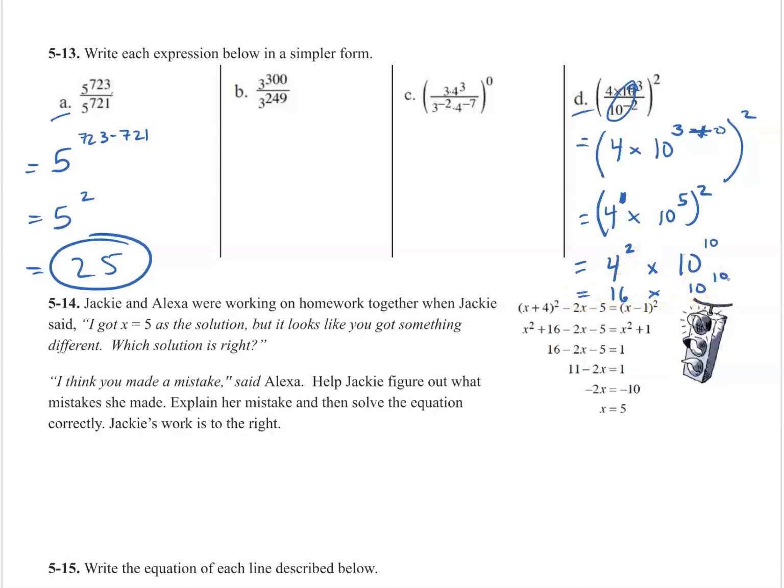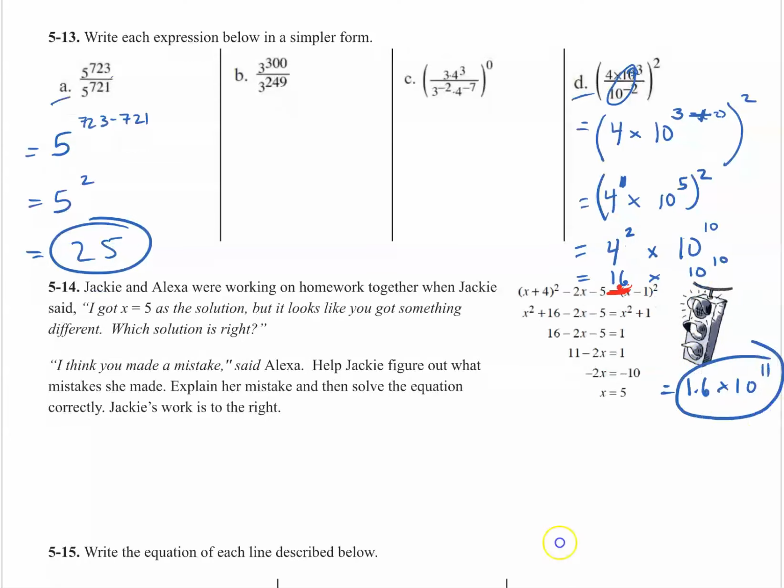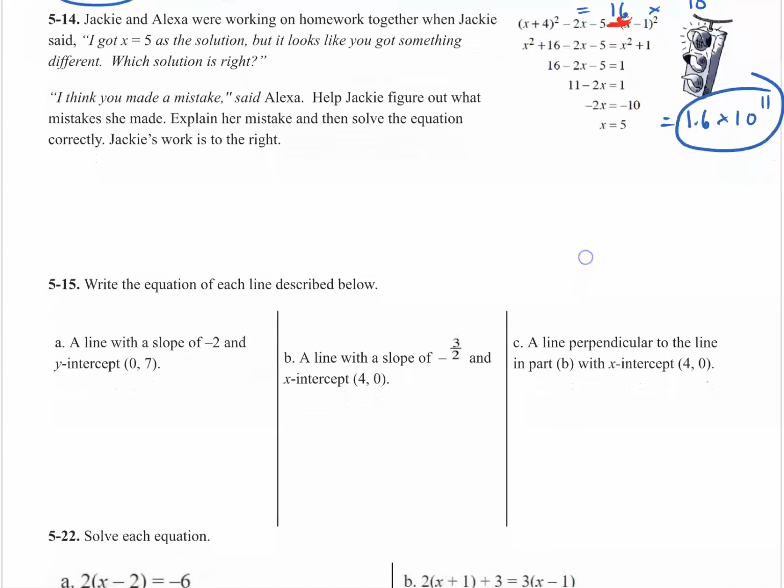And if you want to write your answer in scientific notation, there's a problem because this number is bigger than 10. So we need to move the decimal to the left one time. And that makes the answer 1.6 times 10 to the power 11. 5-14.